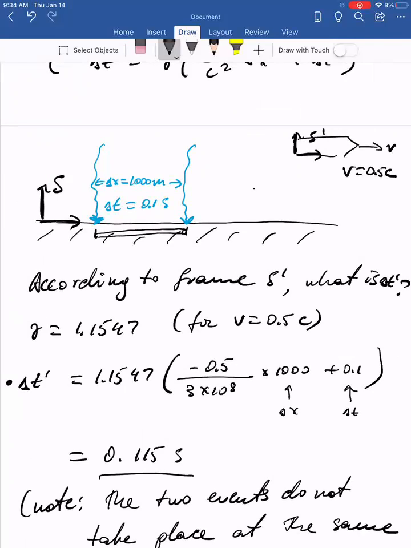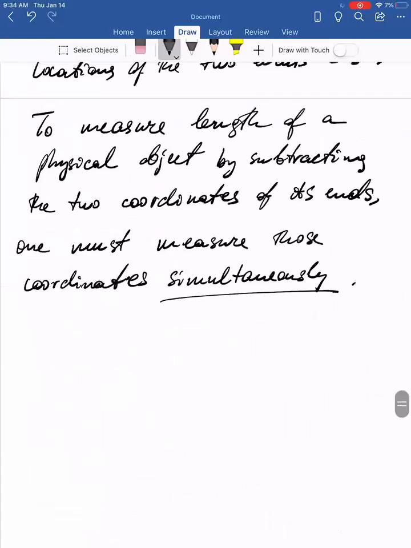And I use that as an opportunity to remind you that when you measure length of something by the method of the difference of two coordinates of the ends of that something, you better measure those coordinates at the same time. Otherwise, you're not really measuring the length of a moving object. Of course, if the object is stationary relative to you, then it doesn't matter whether you mark out the locations of the two ends simultaneously or not.